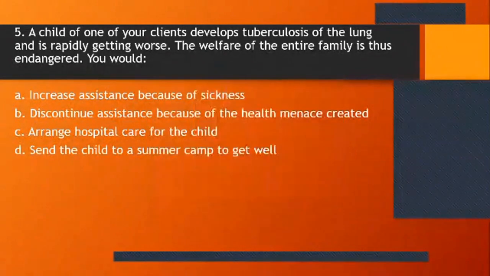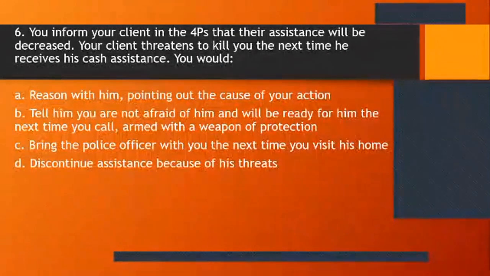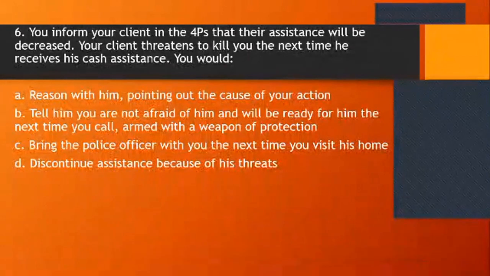Okay, number 6. You inform your client in the 4 Ps that their assistance will be decreased. Your client threatens you to kill the next time he receives his cash assistance. What would be your answer?